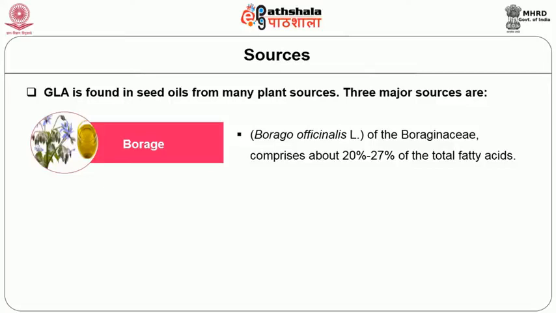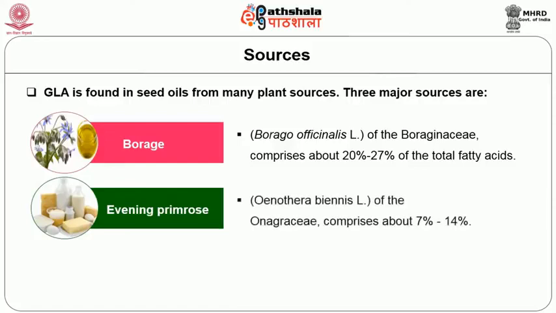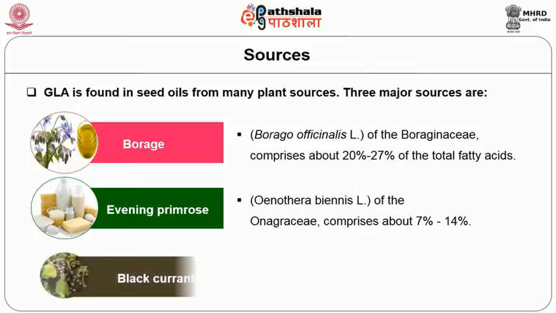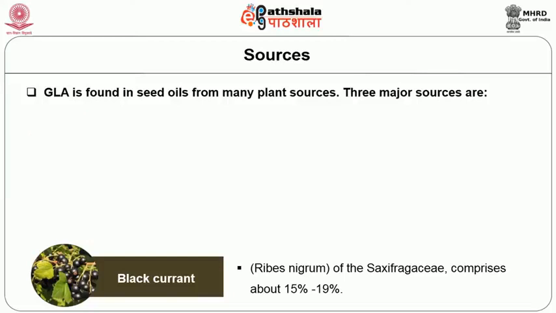We might all have heard about evening primrose oil, which is very popular nowadays. Oenothera biennis is the botanical name, of the Onagraceae family, and it comprises about 7 to 14% gamma linolenic acid. Blackcurrant is another plant, called Ribes nigrum, of the Grossulariaceae family, where about 15 to 19% of the fatty acids are gamma linolenic acid.